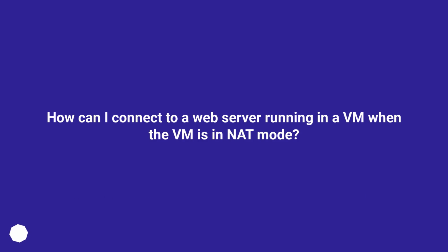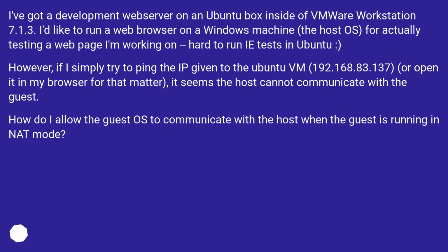How can I connect to a web server running in a VM when the VM is in NAT mode? I've got a development web server on an Ubuntu box inside of VMware Workstation 7.1.3. I'd like to run a web browser on a Windows machine, the host OS, for actually testing a web page I'm working on. Hard to run IE tests in Ubuntu.